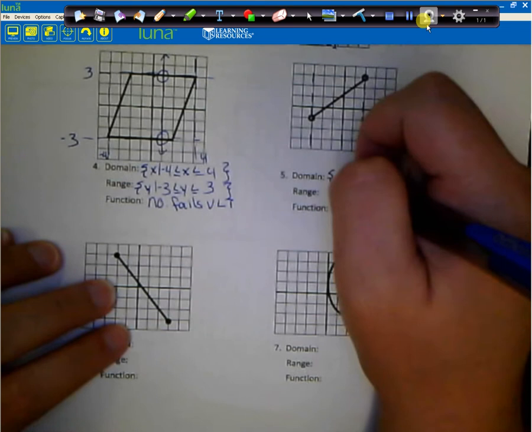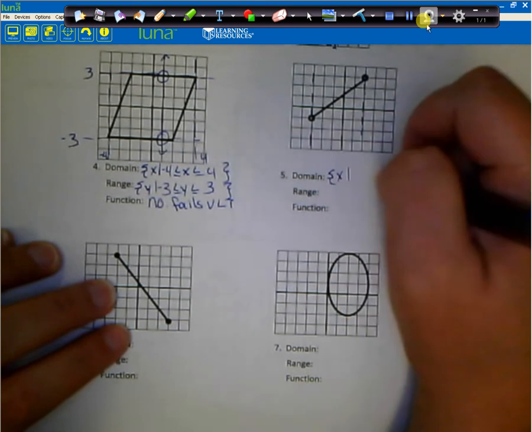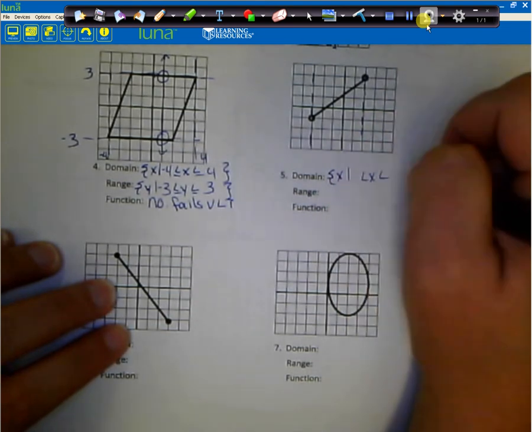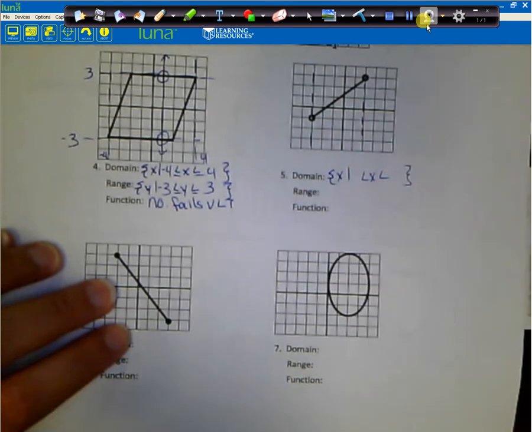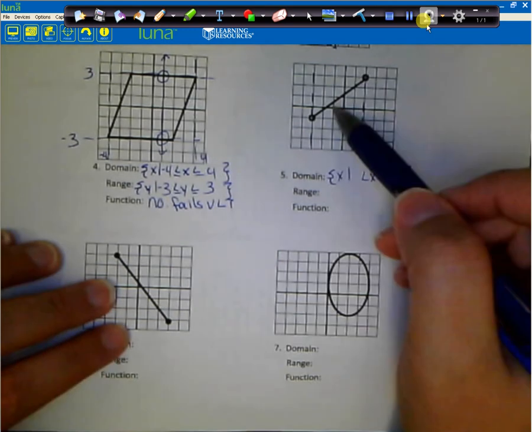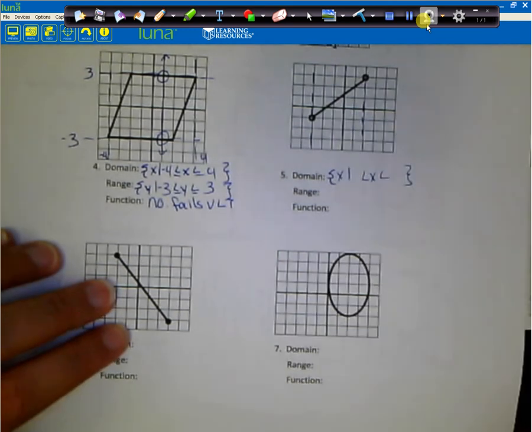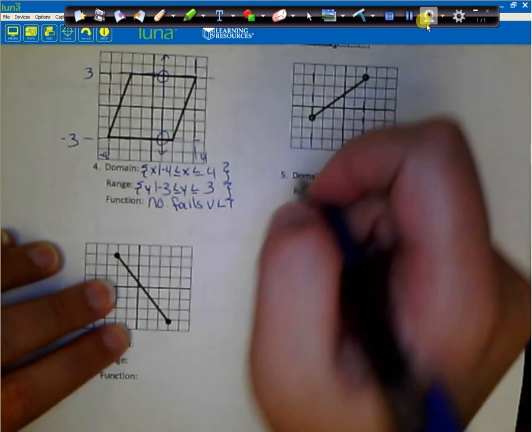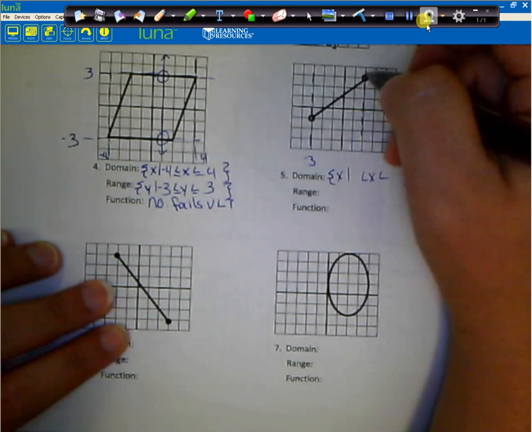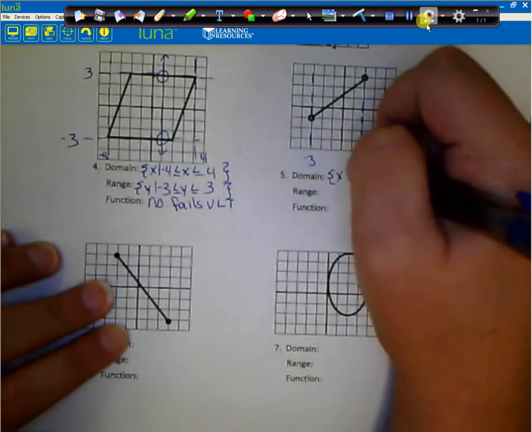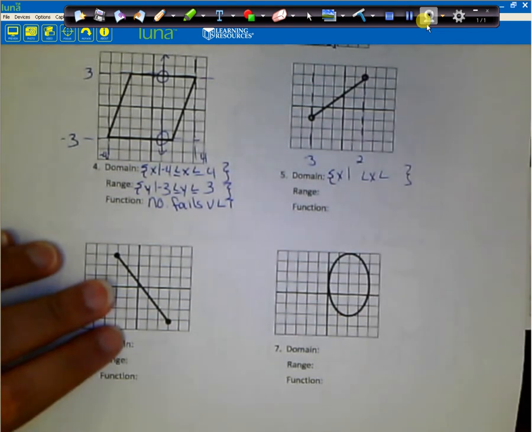Alright, so again we're going to use our AND set notation for domain. So I'm going to look at the leftmost point of my picture. It's at -1, -2, -3. Now look at the rightmost point of my picture, and it's at a +2. I'm going to put it into my AND set notation.